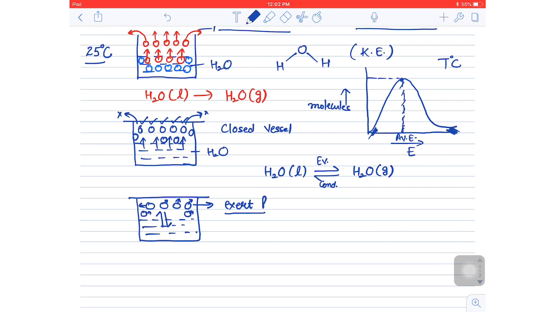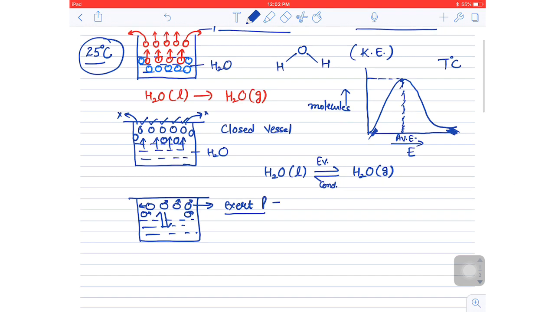So the pressure exerted by vapors above the liquid surface in equilibrium with the liquid at a given temperature is called vapor pressure. So again, what is vapor pressure? It is the pressure exerted by the vapors above the liquid surface in equilibrium with the liquid at a given temperature, that you call vapor pressure.